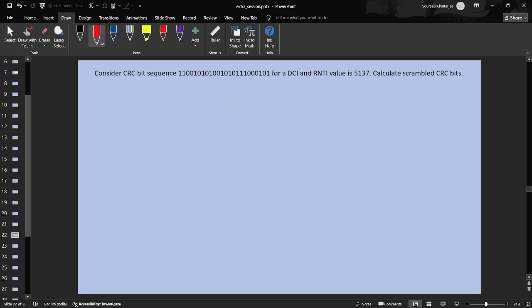So we are given a CRC bit sequence. It's a 24-bit sequence, and we are given the RNTI value also for a particular user. So I have to find the scrambled CRC bits. So how to do that exactly? 24-bit CRC. So how many bits are there in the sequence for RNTI? Irrespective of the RNTI number, it's 16-bit RNTI, right? And how do I find the scrambled CRC bit?